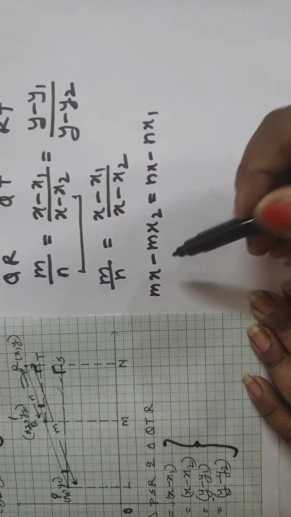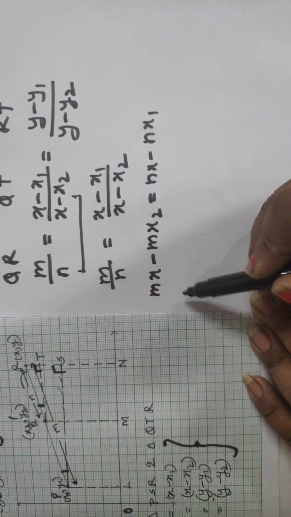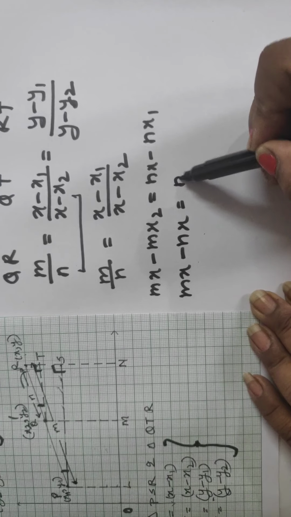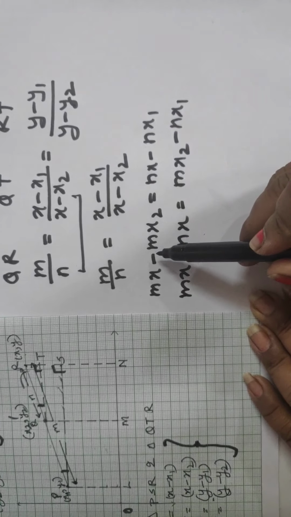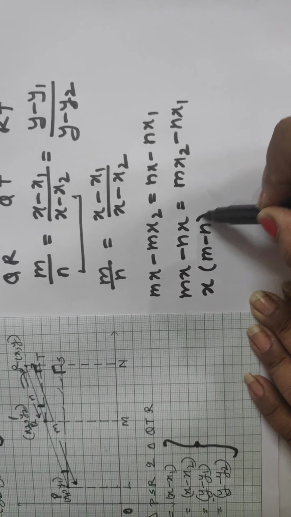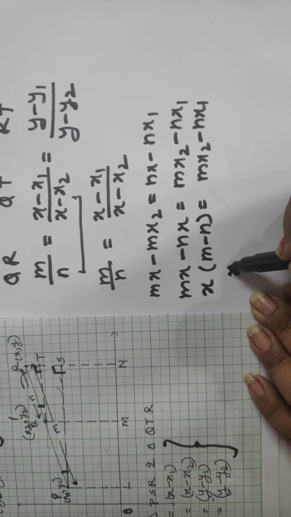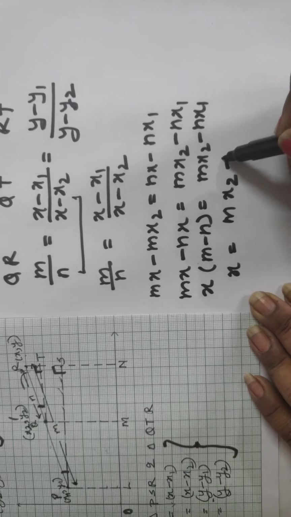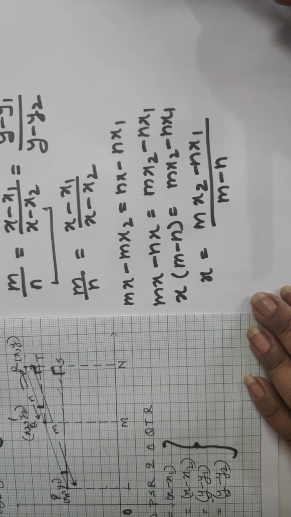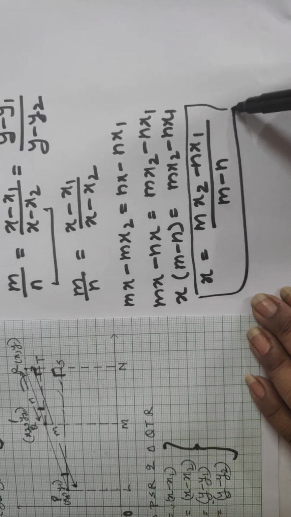So we will take this to this side and this one to this side. mx minus nx is equal to mx2 minus nx1; it was negative, so it becomes positive on the right-hand side. We will take x common, and we have got (m minus n) x equal to mx2 minus nx1. So x is equal to (mx2 minus nx1) upon (m minus n). So this is the x coordinate when the point is given externally.